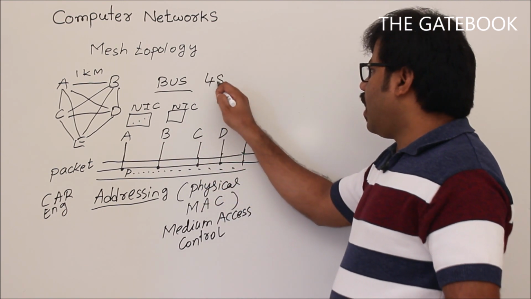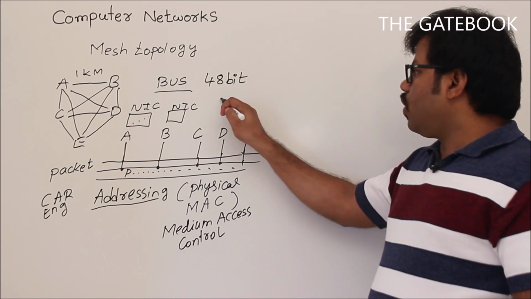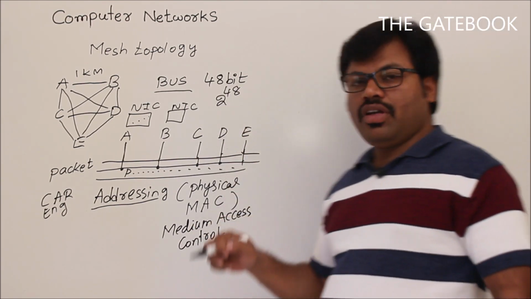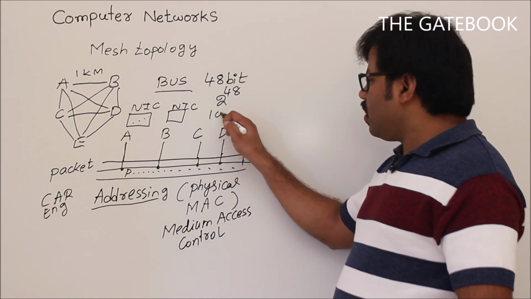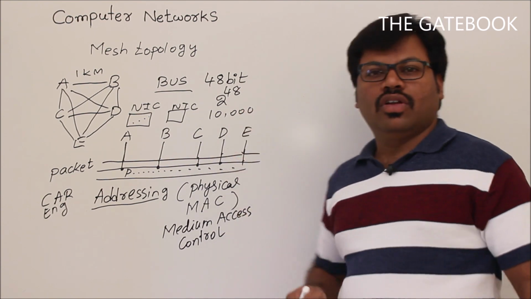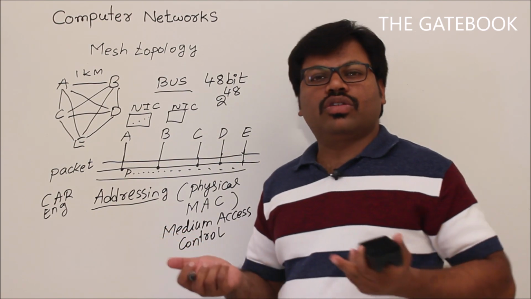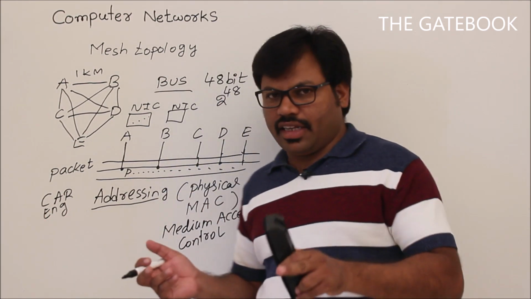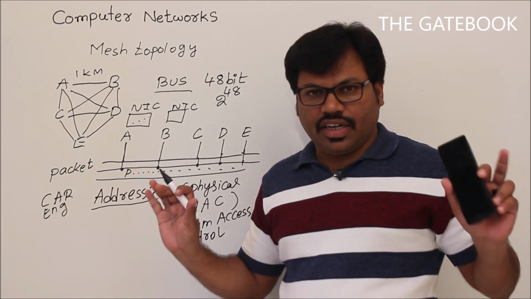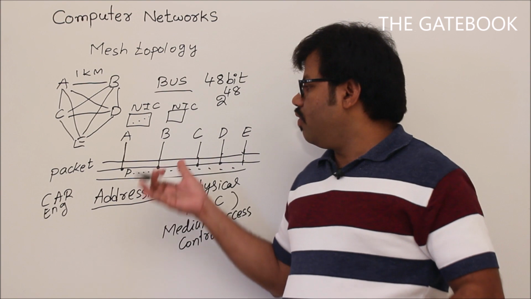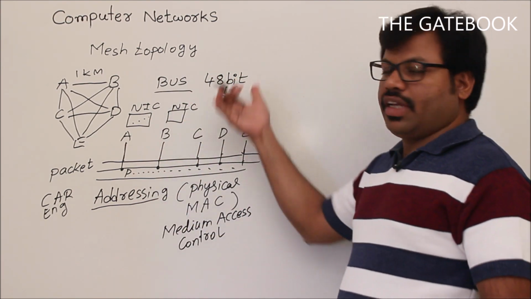The size of the address is actually a 48-bit binary number. Okay, it's 48 bits. So with that, 2 to the power of 48 different patterns can be formed. 2 power 48 is a very big number. It's more than 10,000 crores. I'm not saying exactly 10,000, it's beyond that. So even if you have 10,000 crores of computers or devices in the world, still we don't get any addressing problem. That's it. It's a huge number, 2 power 48.